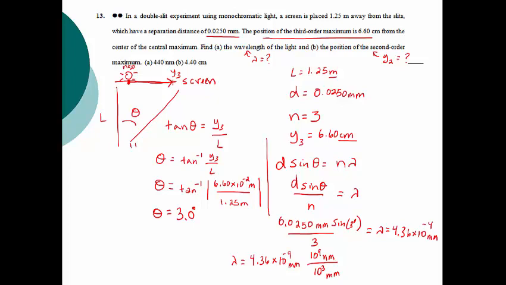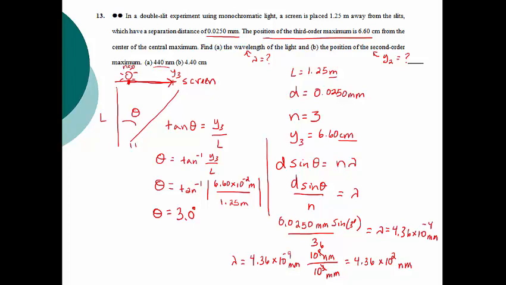So that means 3 divided by 9, so I could cancel this. That'll make this 6. So 10 to the 6 times 10 to the minus 4th is 10 to the 2. And so that's 4.36 times 10 to the 2 nanometers. Notice it's slightly different than what's given here.